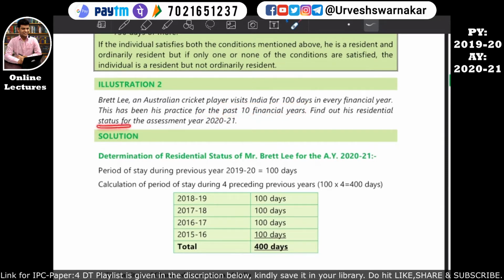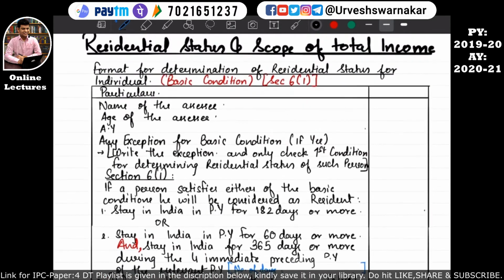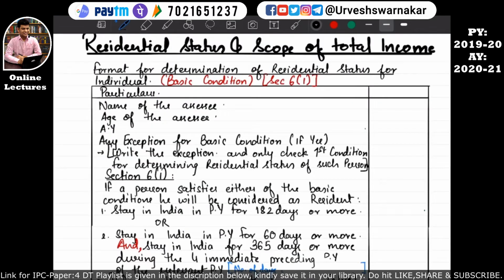Find out the residential status for the assessment year 2021, that is previous year 2019-20. So we'll move to our format. Firstly we'll write here. So if we need to find out the residential status of Mr. Bentley, firstly we need to go from section 6 subsection 1 then to section 6 subsection 6.